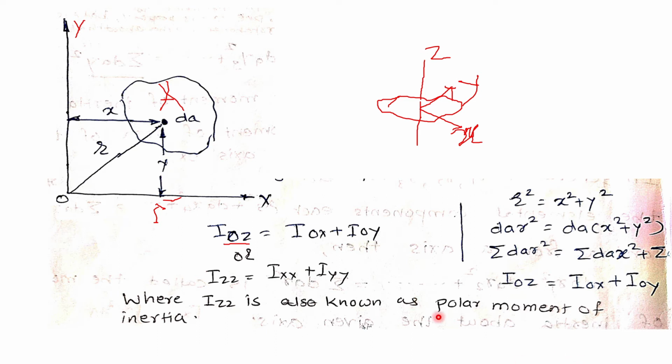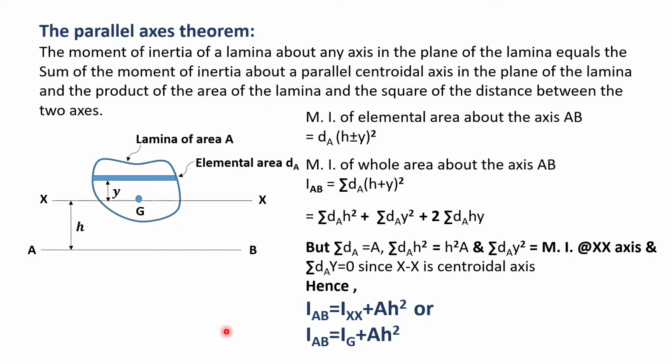In case these Ixx and Iyy values are common, dear student, suppose we have a symmetrical lamina, then Ixx is equal to Iyy, and in that case this polar moment of inertia will be the sum of the two. So in that case, Ixx is equal to Iyy, is equal to IP by 2. We shall see it while calculating the moment of inertia of some plane figures like rectangle, circle, etc.